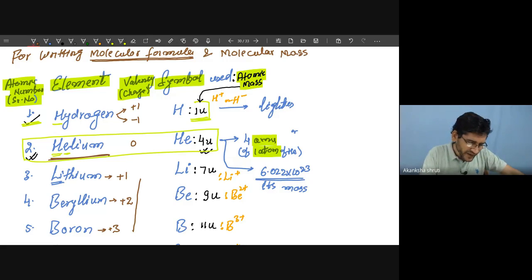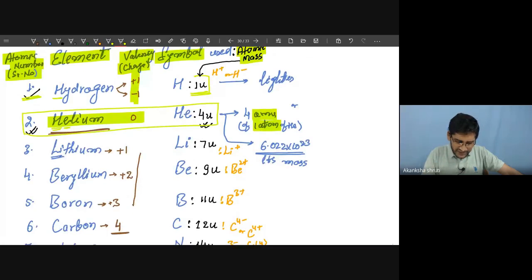For this table, it means how much valency it is showing. It is very important. Say hydrogen may be +1, -1, when positive, when negative, we will learn later. Helium is a noble gas, so no valency. Okay. Coming to lithium, +1 valency. Beryllium, +2 valency.